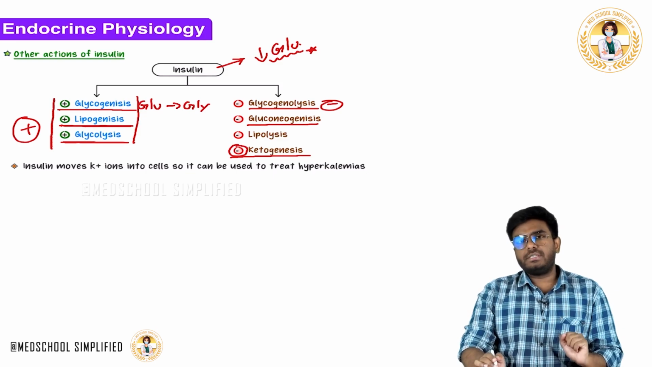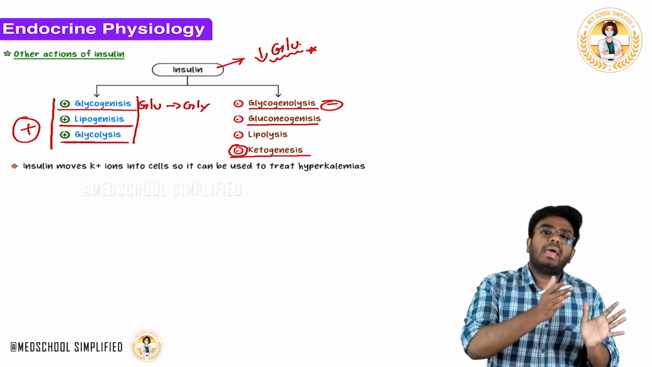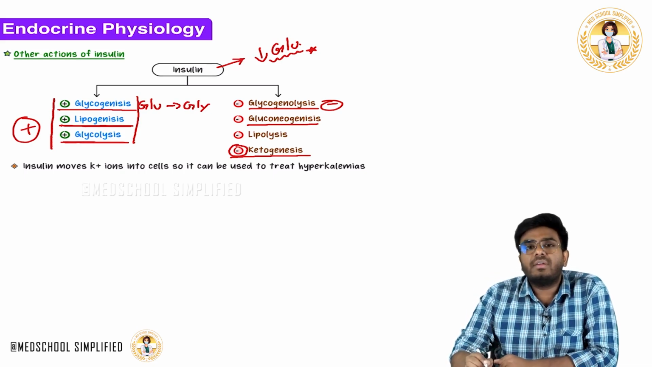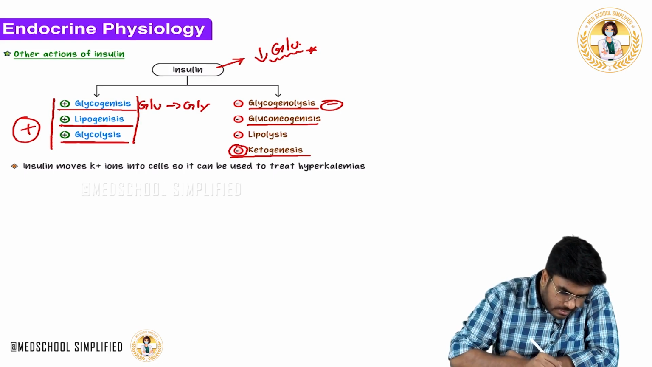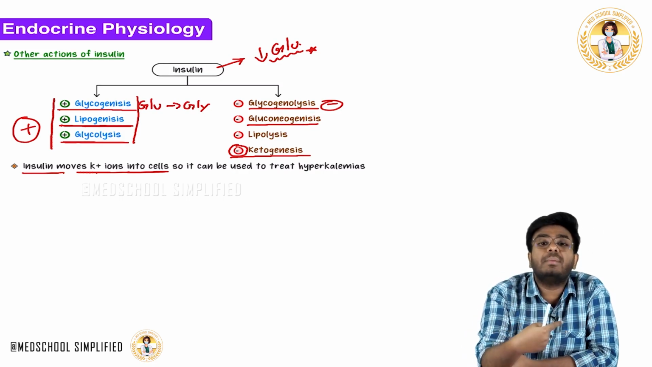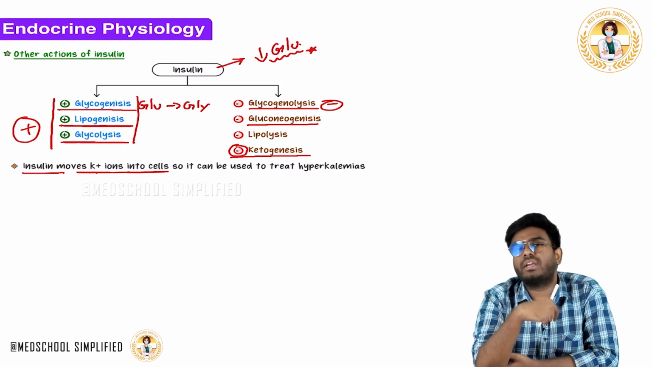These are some important biochemical actions. Insulin activates certain biochemical processes and inhibits other biochemical processes. Not only that, when it comes to ions, insulin will move potassium ions into the cell. When you take an insulin shot, potassium will go into the cell. This is one of the important effects of insulin.